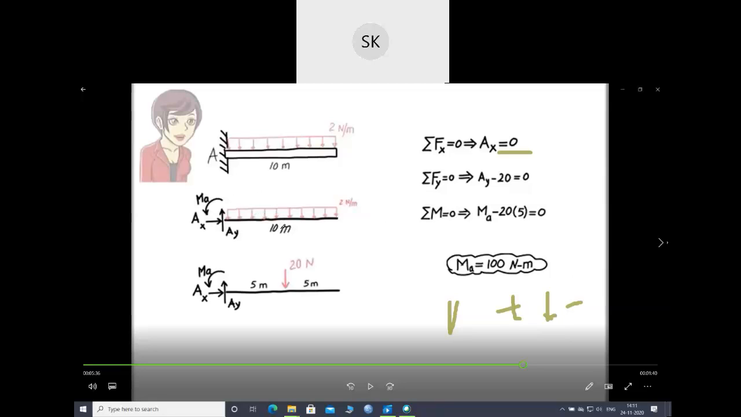The load is 2 and the span length is 10 meters. So the load will be 2 into 10, which is 20. If it was a point load, we would have taken this 2 directly, but it is a UDL, that means uniformly distributed load. This 2 Newton per meter is uniformly spread over the span of 10 meter length. That's why for a UDL we multiply the span length with the load. So this is 20 Newton.